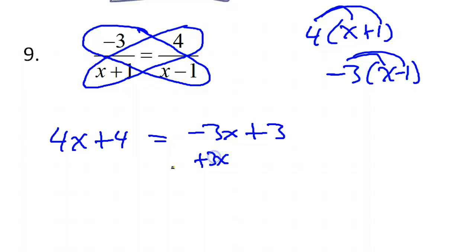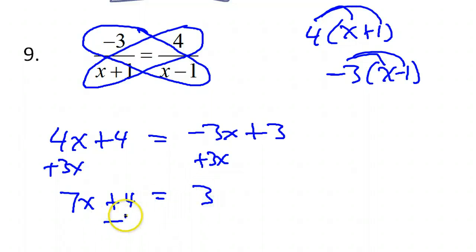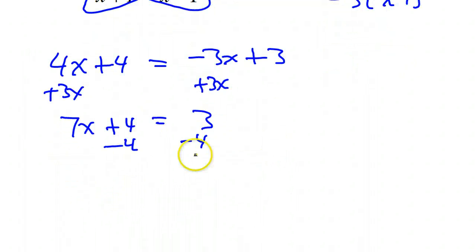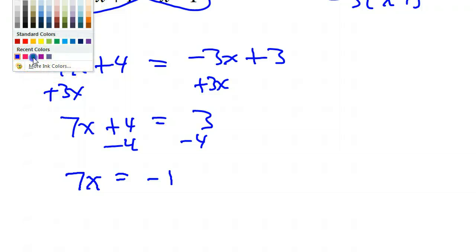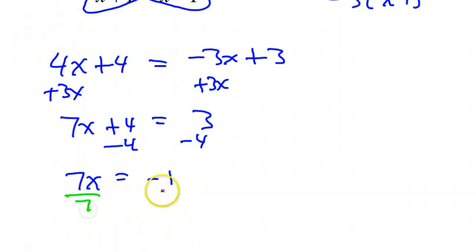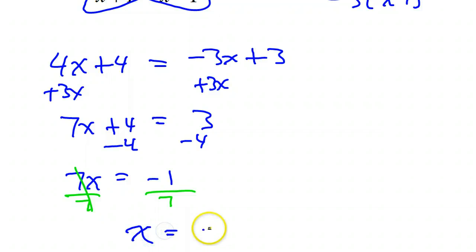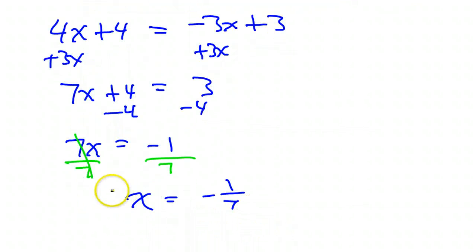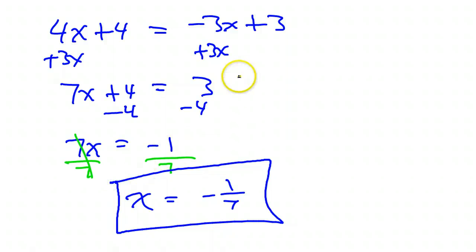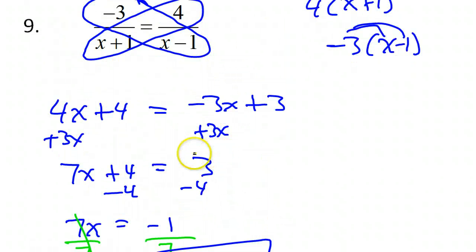Now we add 3x to both sides. That gives me 7x plus 4 is equal to 3. Subtract 4 from both sides, and you get 7x is equal to negative 1. Finally, divide by 7. So that gives you x is equal to negative 1/7. Alright, and that's it for number 9.